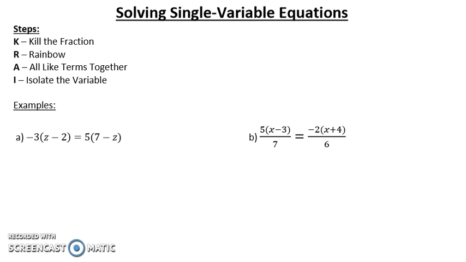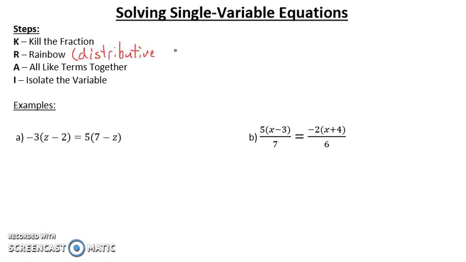The first thing is kill the fraction. Fractions tend to trip people up and lead to the silliest mistakes. So if we can get rid of the fraction, that's a good idea as fast as possible. The next step is the rainbow, and the rainbow is really just the distributive property. It's the property that allows us to get rid of the brackets.